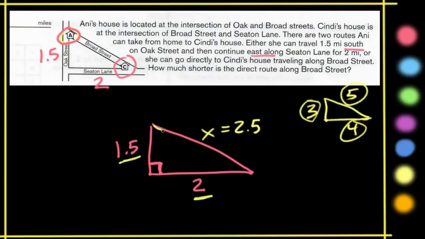And they want to know how much shorter it is to go this 2.5 miles here versus going this 3.5 miles, which is the sum of 2 and 1.5. So this total distance is 3.5. The direct route is 2.5. So how much shorter is the direct route? And the answer is that it is 1 mile shorter.